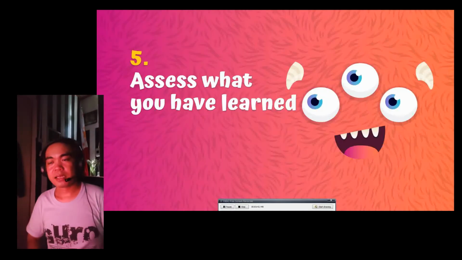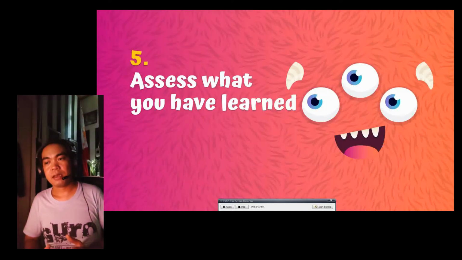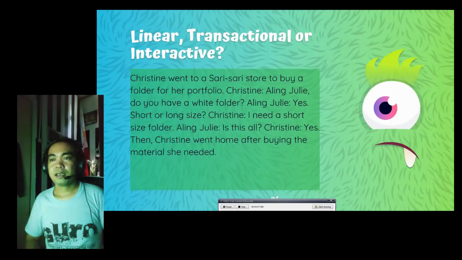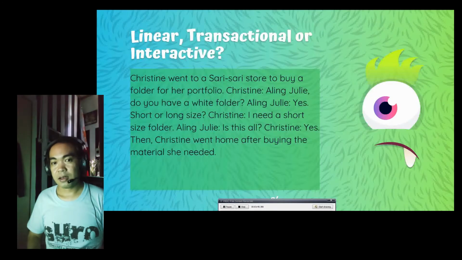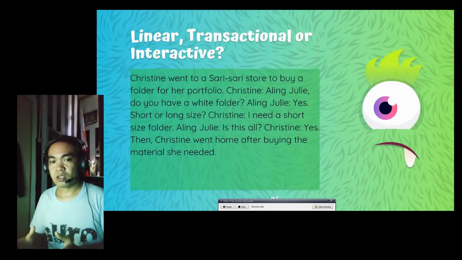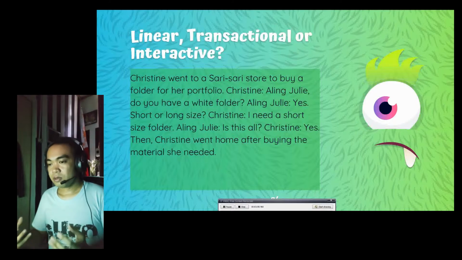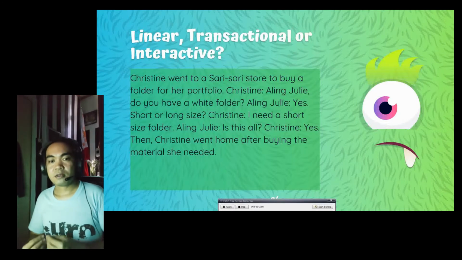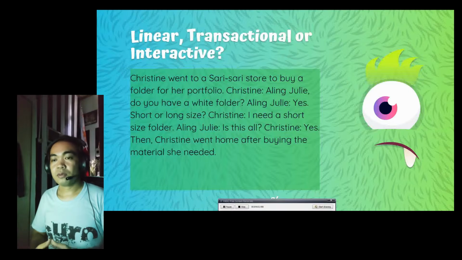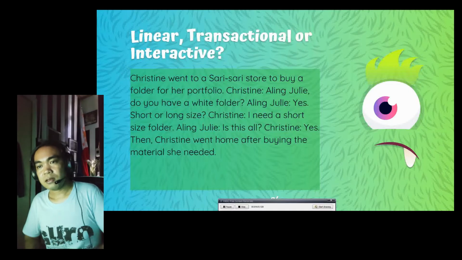Then, assessment of what has been learned. Okay, in this part we're going to identify whether the following situations are linear, transactional, or interactive communications. Okay, so we will answer this together. You may write your answers down on your answer sheets as we go on with number 1.